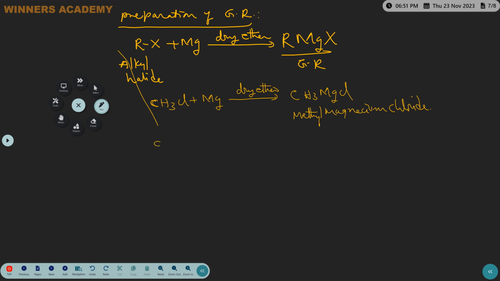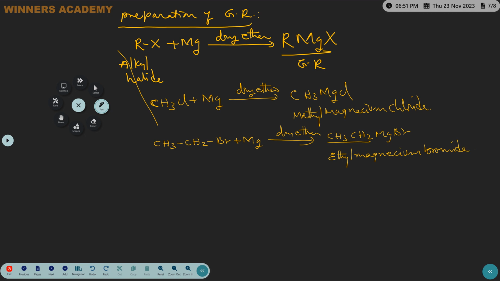Suppose if you take here CH3CH2Br plus Mg in the presence of dry ether, CH3CH2MgBr is formed. What is its name? Ethyl group, C2H5. So, ethyl magnesium bromide is formed. Okay, like that.